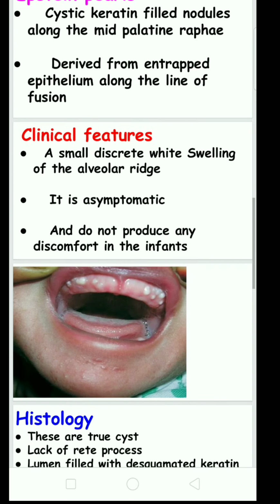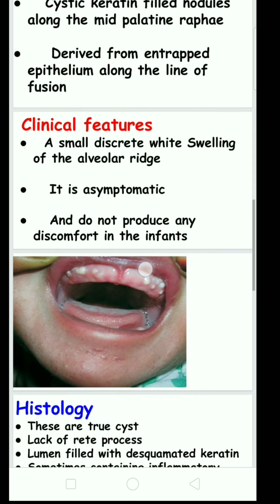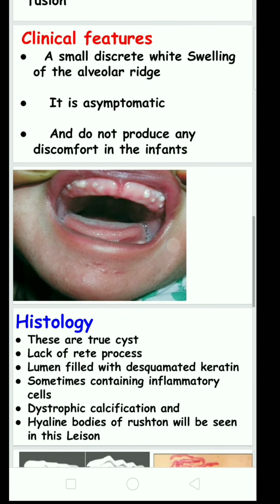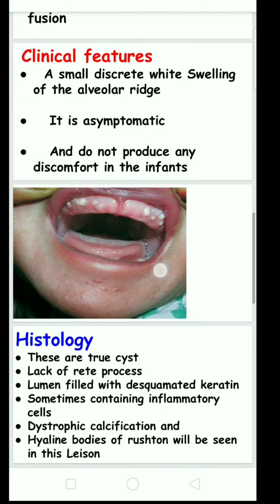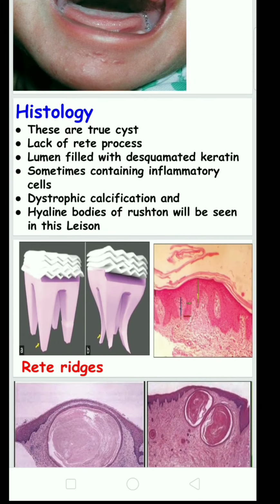In clinical features, there is a presence of small, discrete, white swellings of the alveolar ridge. It is asymptomatic and does not produce any discomfort in the infant. Why the white swelling? Because the keratin-filled material leads to the formation of the white swelling. Histology: these are true cysts.